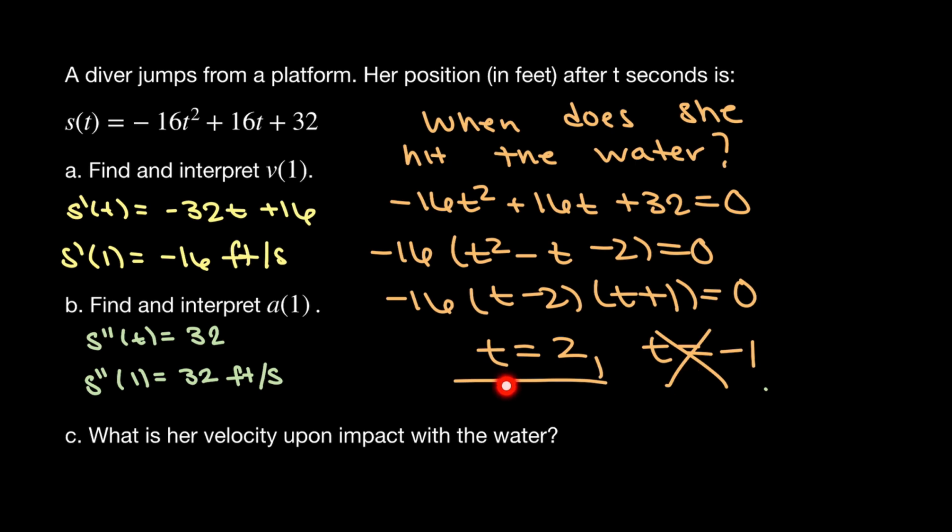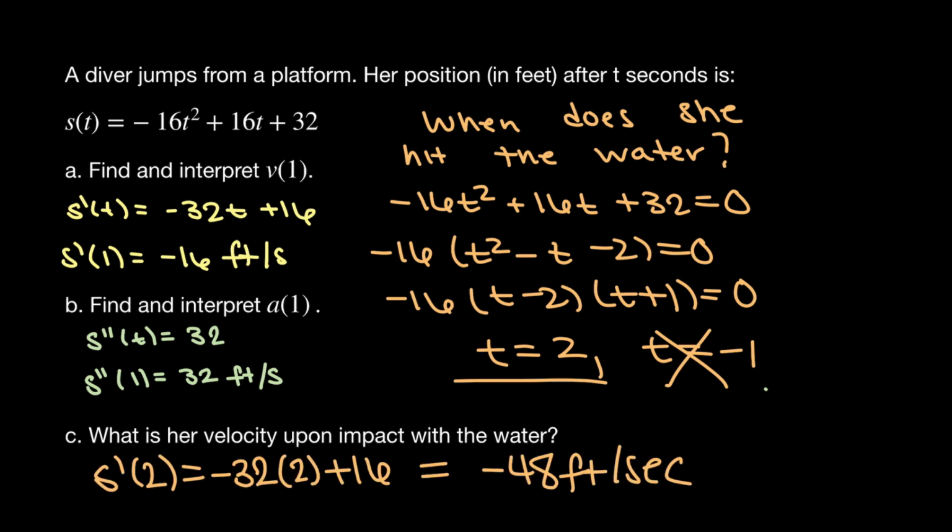In this context, t equals 2 is the only one that makes sense. It doesn't make sense to have a negative time. So that means she must hit the water after 2 seconds. And so what this problem is actually asking us is, what is her velocity after 2 seconds? And I've already found my velocity function in part A. It was s prime of t is negative 32t plus 16. So now I'm just going to plug 2 into that function, and that gave me negative 48 feet per second.